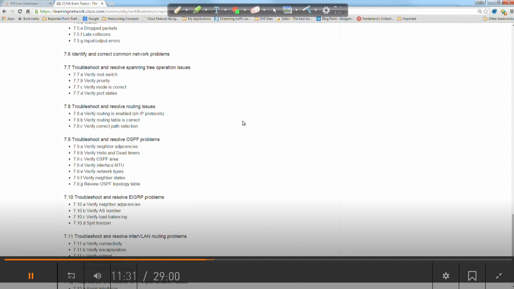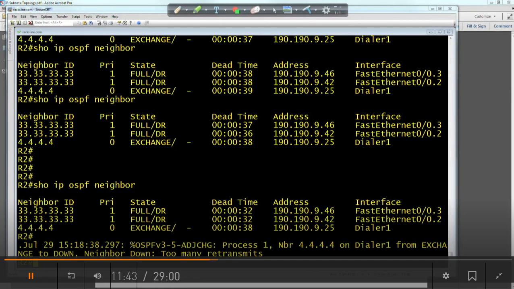We're troubleshooting. We're trying to figure out why router 2 and router 4 are stuck in the exchange state and they are not forming a neighbor relationship. So, based off of what you should know, if you watched all the videos and read all the books, what do you think could possibly be the problem here between router 2 and router 4?